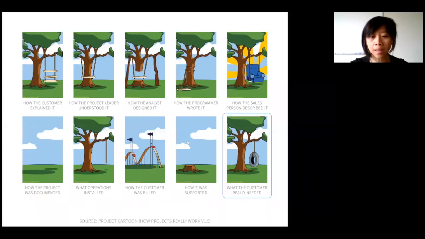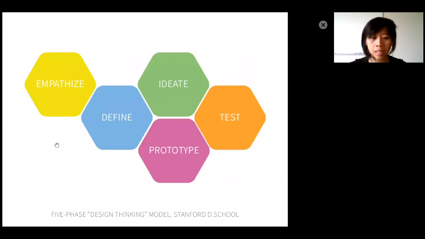And what you get in the end is a picture of a product or a service that's very, very different from what the customer actually needs. And you spend all that time, all those resources, money, etc., and you end up with something that has a mismatch with the customer. So how do we solve this problem? Well, I would like to take you through the 5-phase design thinking model that the Stanford Design School provides.